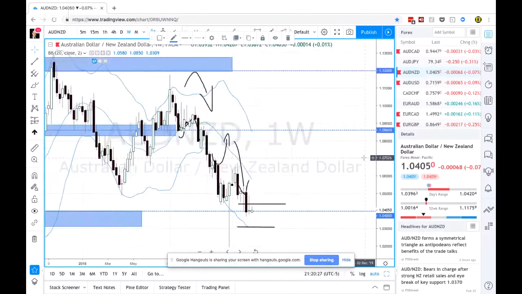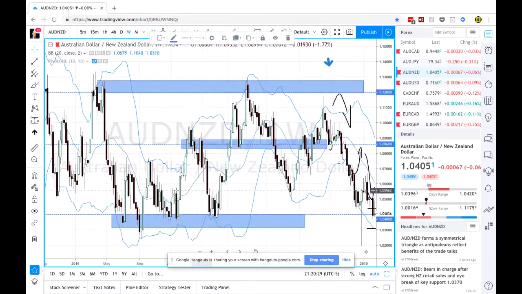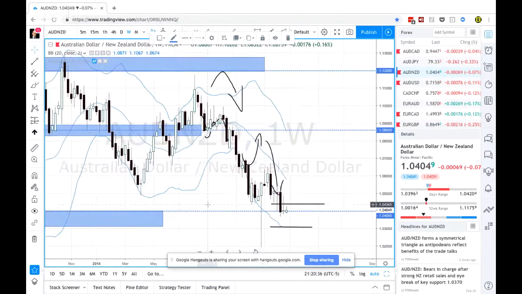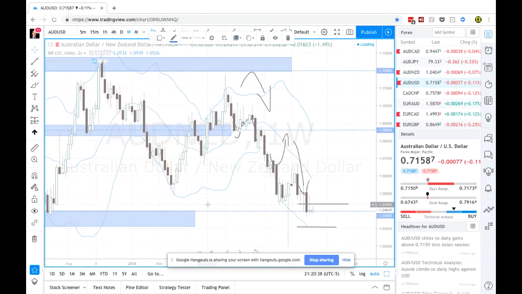upside. Okay, so good place to look for bullish trades, because we bounced here a few times in the past, over here, over there, again here. But we have to wait for our setup. Okay, that's for AUD-NZD.